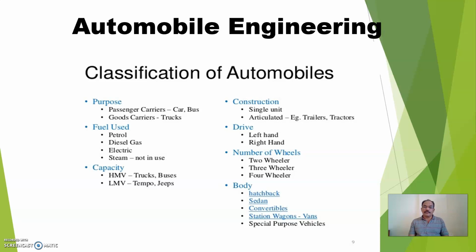Which drive is driving, left-hand drive or right-hand drive, because in some countries left-hand drive vehicles are also manufactured. The number of wheels: two-wheeler, three-wheeler or four-wheeler. On the basis of the body it can also be classified, whether it is a hatchback, sedan, convertible, station wagon, or other special purpose vehicles.